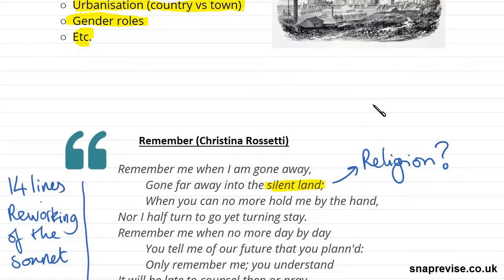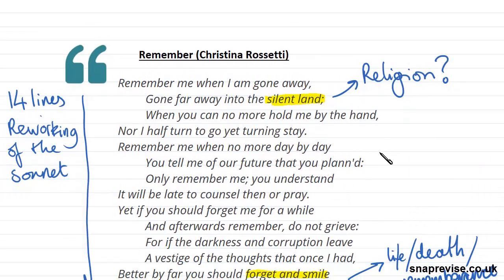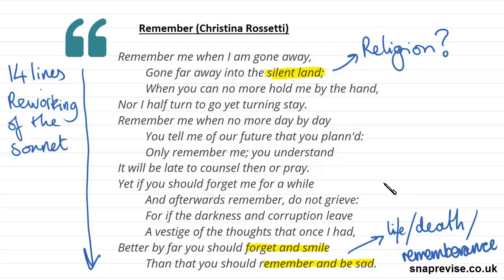So here is an example of a Christina Rossetti poem. Just pause the video now to read it. And we can see here that she's reworking the sonnet form. If you count, it's 14 lines.